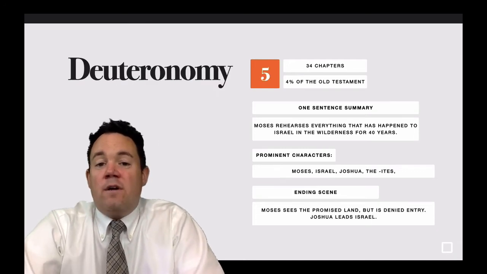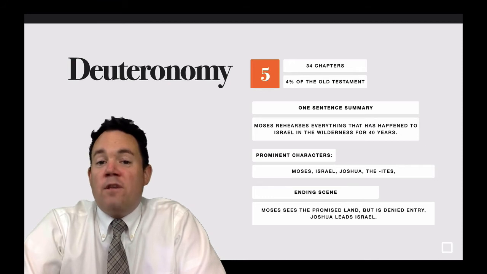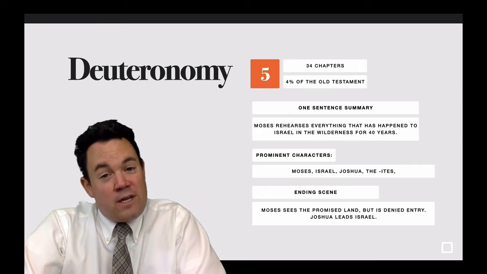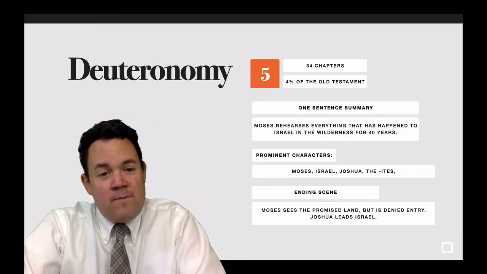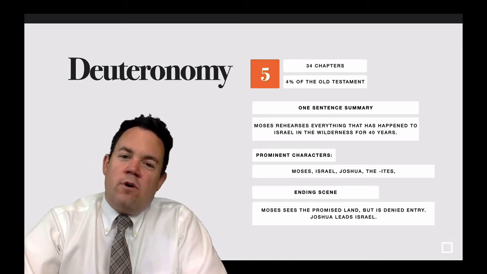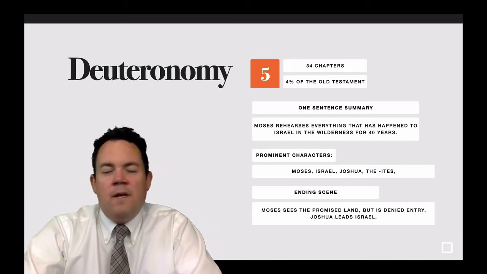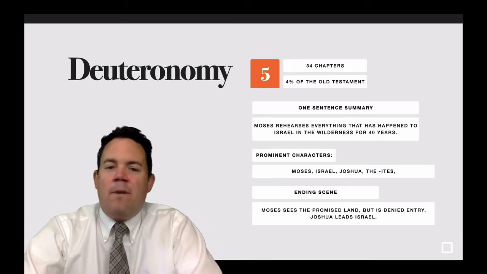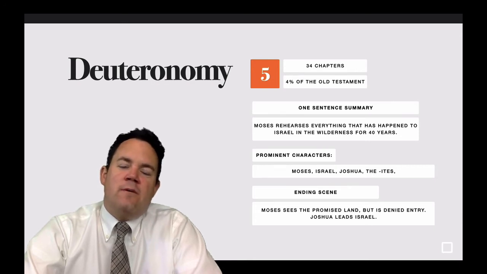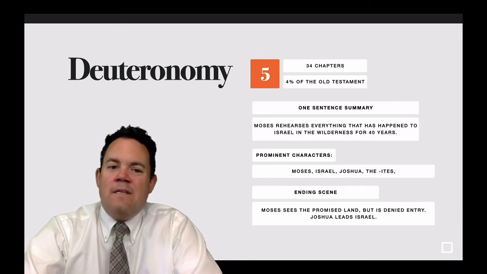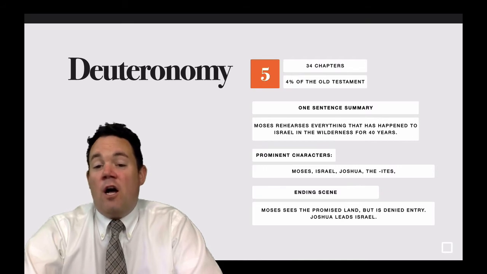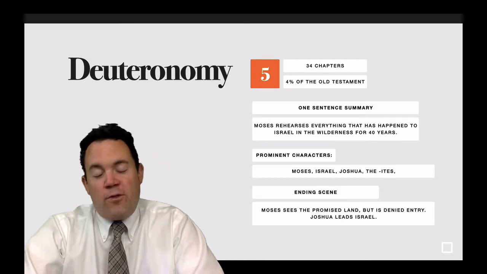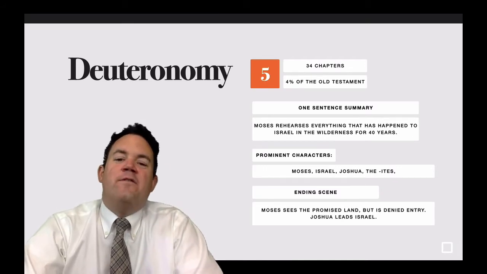The last book, the fifth book here, is Deuteronomy. It gets its name from a Greek term. When the Bible was translated over into Greek, it was named the Book of Deuteronomy. It means the second law, and it spans 34 chapters, roughly 4% of the Old Testament.